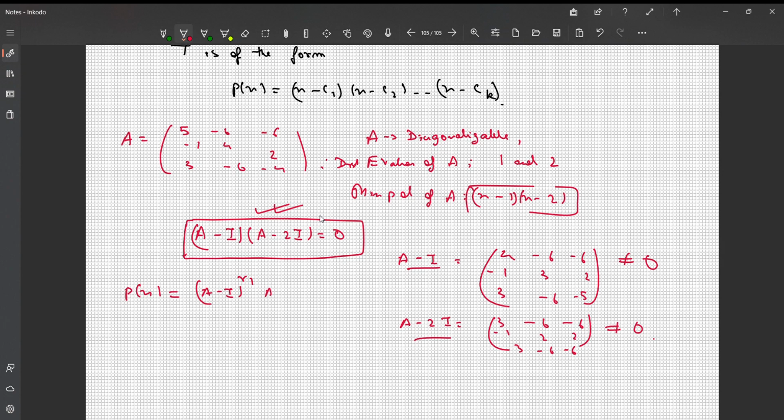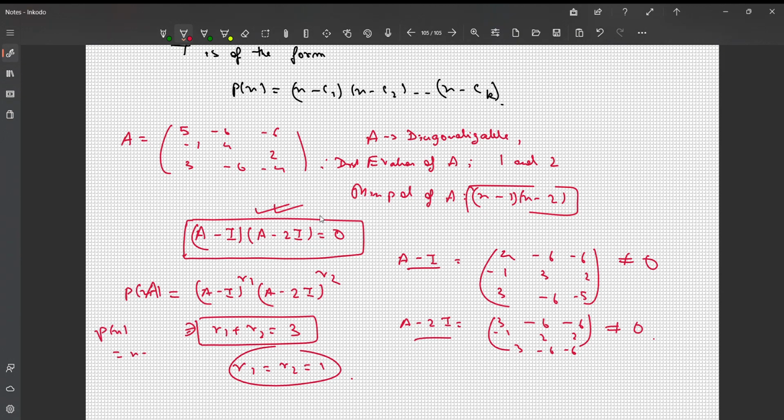So A minus I to the power some R1, A minus 2I to the power some R2, P of A, let's say, such that R1 plus R2 must equal the dimension of it. So it must be 3. By this format we can notice that R1 equal to R2 equals 1 gives us the least degree polynomial P(x) of the form (x minus c1) times (x minus c2), where c1 and c2 are 1 and 2 respectively, such that P annihilates the matrix. Yeah, got it?